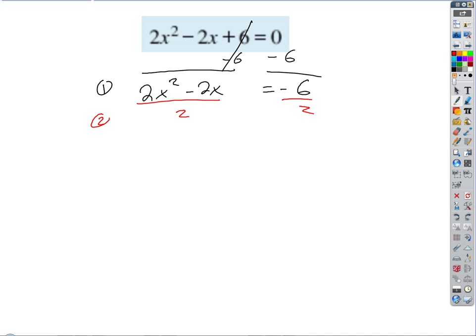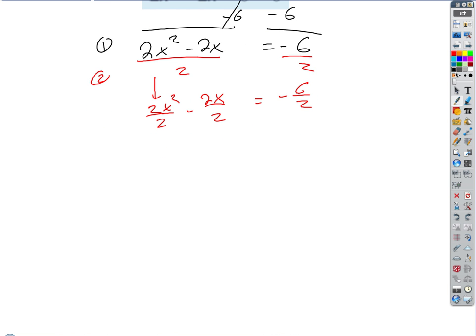We have to set this up so this first term is going to become 2x squared over 2, and the second term is going to be minus 2x over 2. So I'm going to split the fraction into separate denominators. It's a common denominator, so the denominators would both be 2, but I'm going to write it as two different fractions. Equals negative 6 over 2.